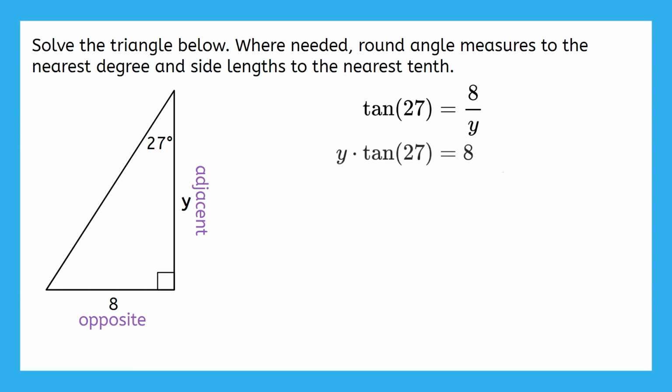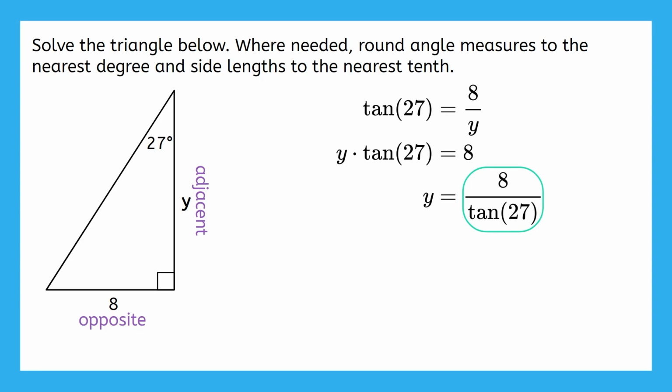First, I need to multiply both sides of my equation by y to get it out of that denominator. Then, to get y by itself, I need to divide both sides by the tangent of 27 degrees. That gives me that y is equal to 8 over the tangent of 27 degrees. This expression is what I'm going to put into the calculator.